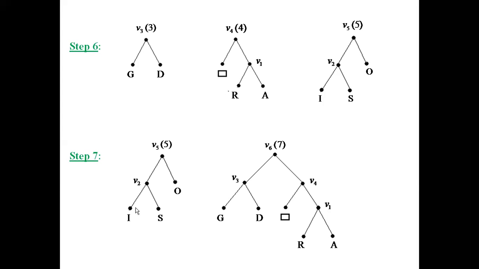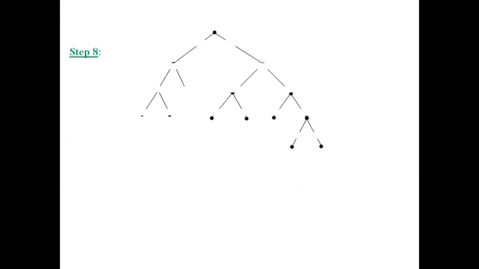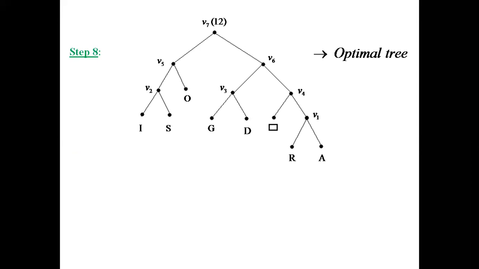Now one last step. By combining these two subtrees, we join them by edges. V5 with the weight 5 and V6 with the weight 7 are added. So 7 plus 5 gives us 12. The new optimal tree has V7 as a new vertex with its weight 12, and the children and sub-children are written in our usual procedure. This is the optimal tree for us.